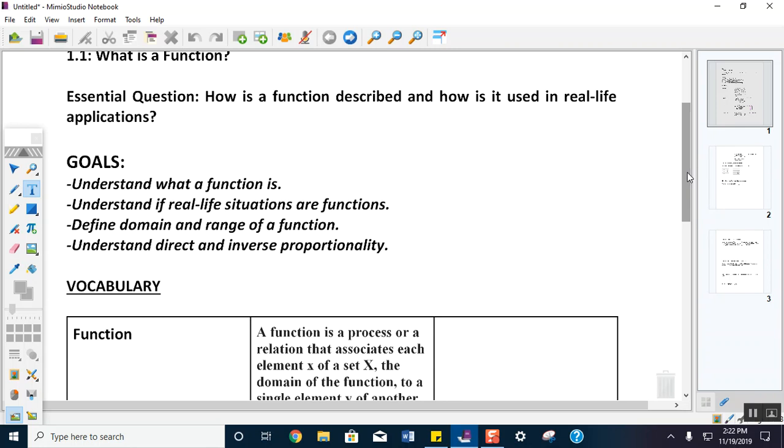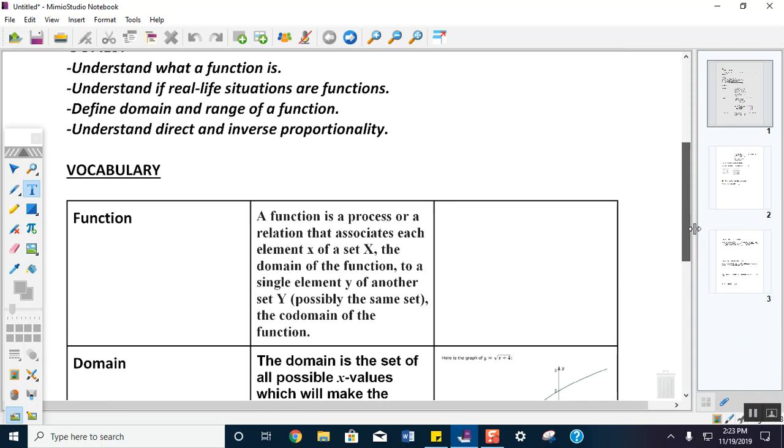Exactly, we've had dealings with functions before. So our goal today is to either revisit or at the end of the day understand what a function is. We want to understand if real life situations are functions. We want to be able to define domain and range of a function. You've done that before, but things are going to get a little more interesting. And then understand direct and inverse proportionality.